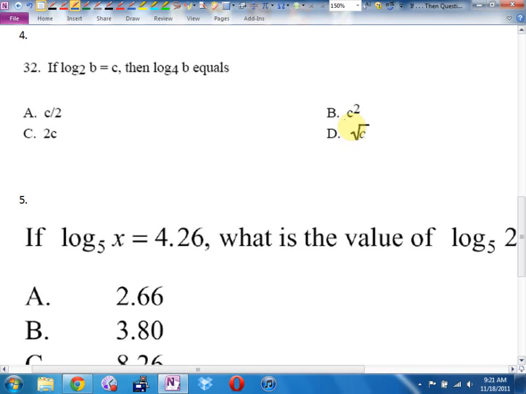So I'm going to rewrite that second, the then, as base 2. If I rewrite this as base 2, this is going to be the log base 2 of B over the log base 2 of 4. Now, that's the base change law, and you absolutely want to make sure you know this one.